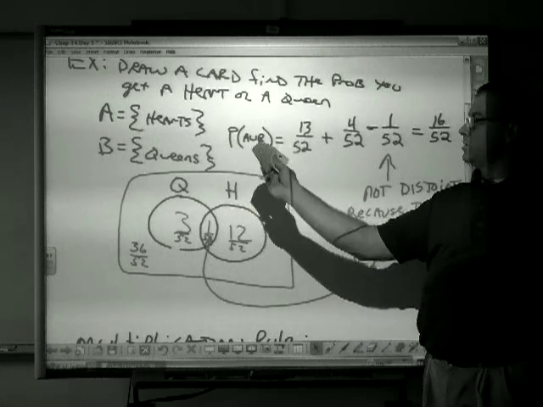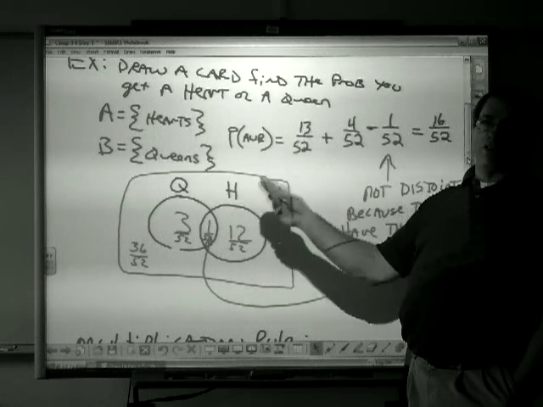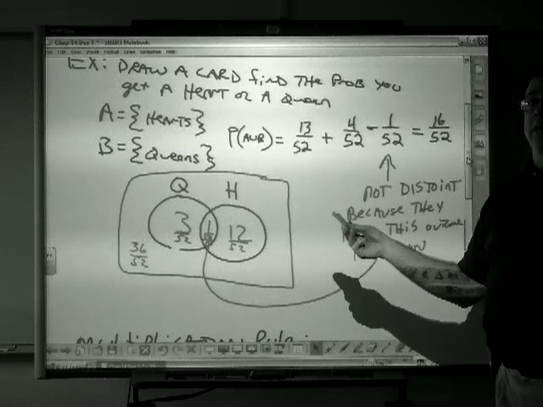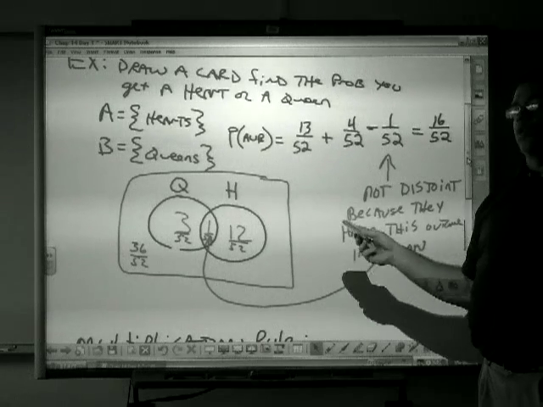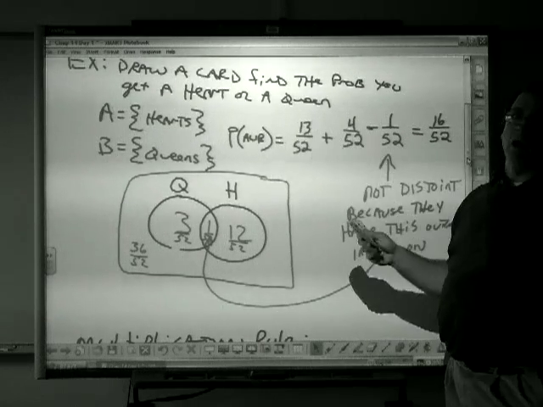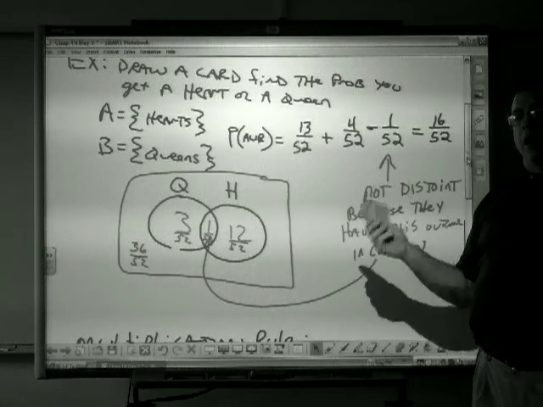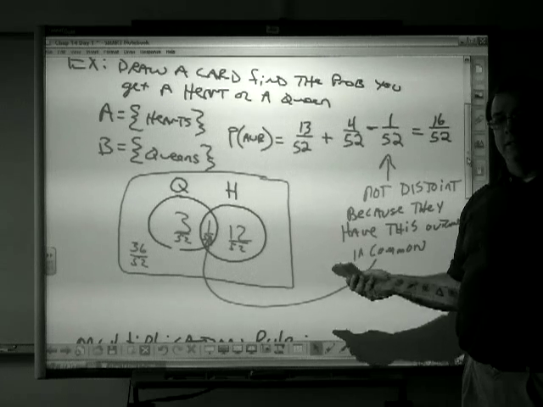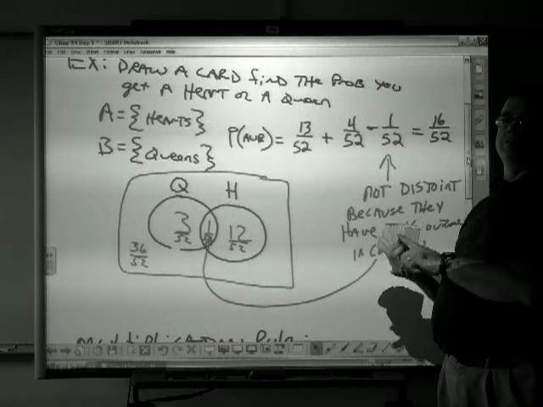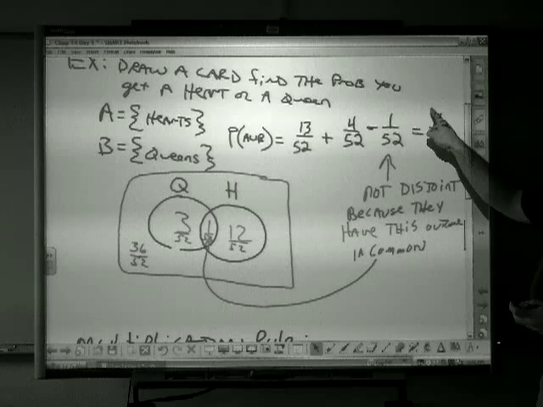If I told you to take all these cards, pick out the hearts and the queens, and you counted them, you would have 16 total cards. You would have 13 that are hearts, and the queen of hearts is there. You would have 3 other cards that are queens. You would have the queen of diamonds, queen of clubs, and queen of spades, total 16.